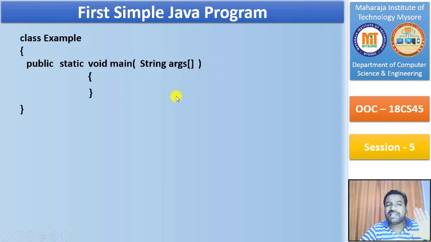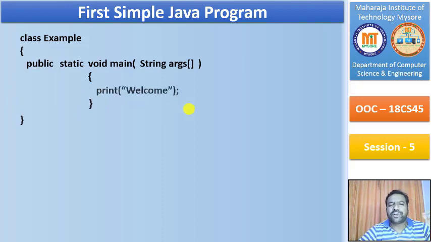Now this is the basic setup you need to make whenever you're going to write a simple Java program, or any Java program. So now with this we will try to put a statement inside this main function.